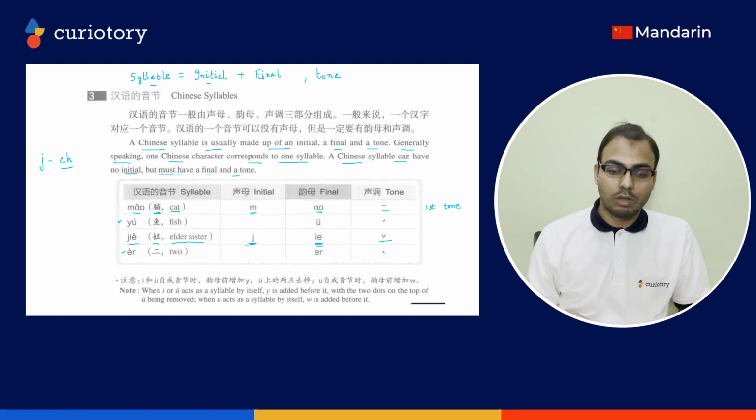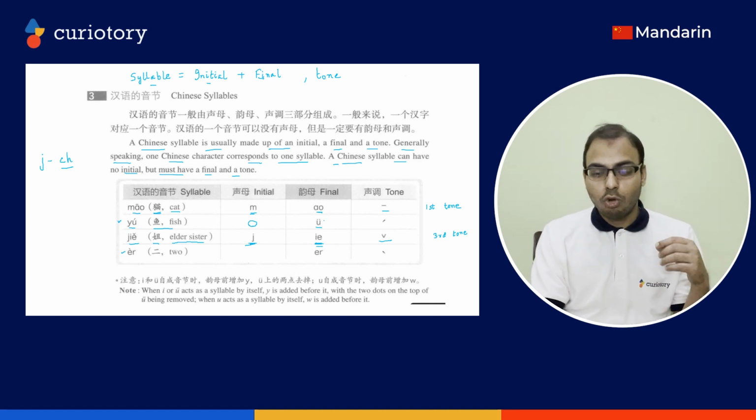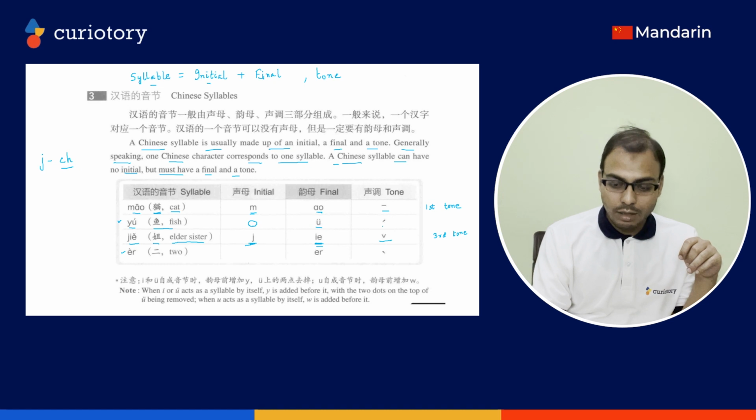What is the special rule about the tone? Now in the case of the next example, which means fish, what is the final? We learned that a Chinese syllable can have no initial but must have a final and a tone. So in this case there is no initial, but there is only a final, which is U with a double dot, and the tone here is the second tone.